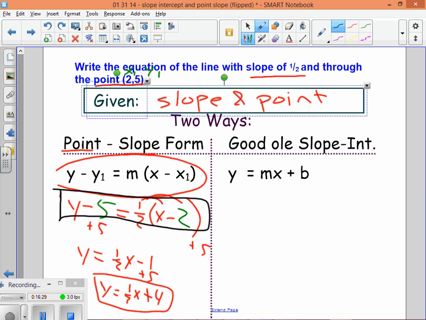Okay. The other way you can do it is by using the other formula that we've already used, and remember I told you is so much more useful for most things.